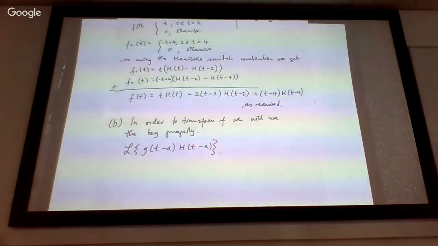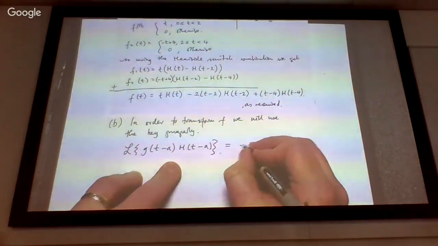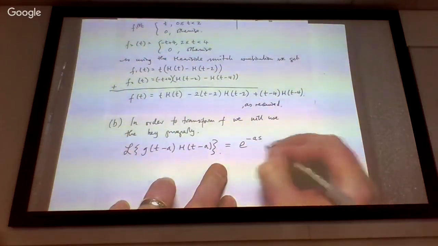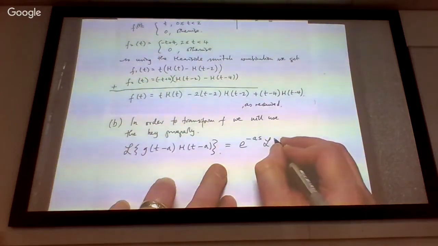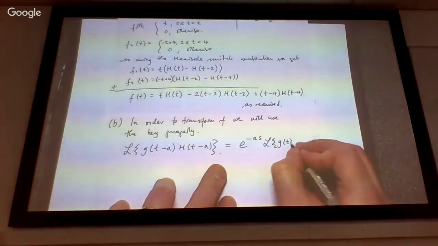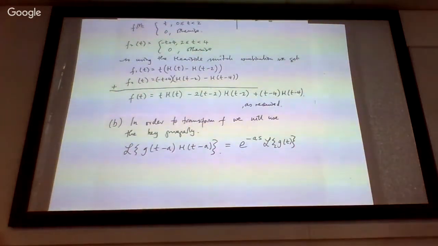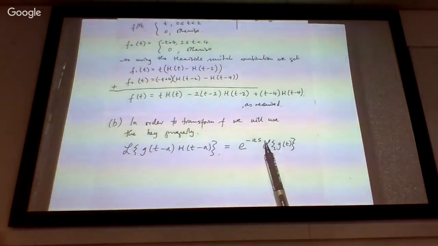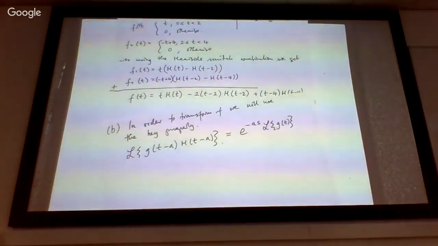Now the result from the table is e to the minus as, is it? Times the Laplace transform of the unshifted version of g, just the Laplace transform of g of t. I'm about 90% sure that's a minus sign, maybe it's a plus sign. Pretty sure it's a minus sign. 95% sure. Minus sign. Okay, so that's on the table.